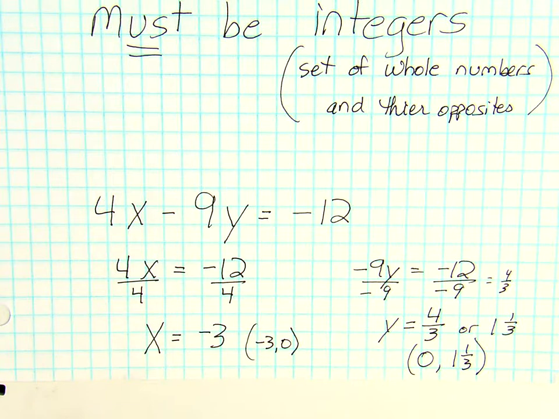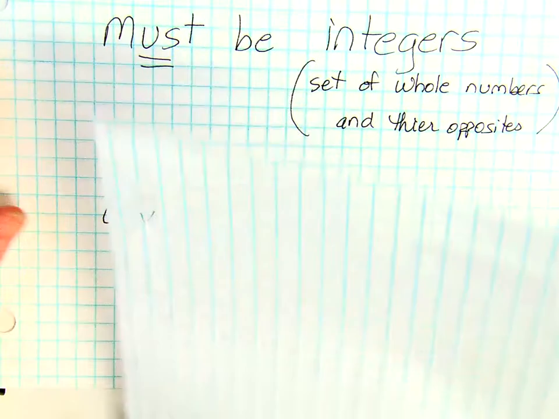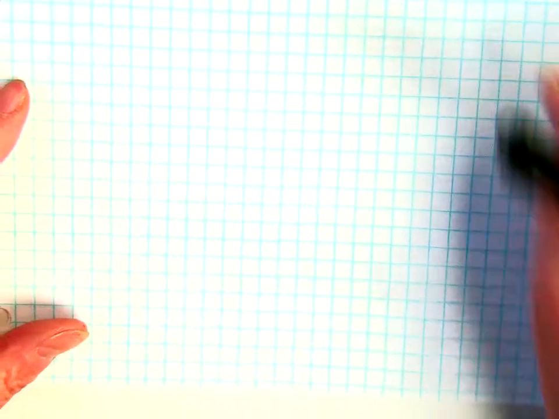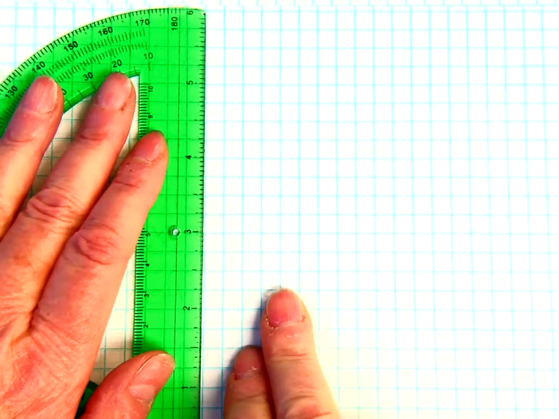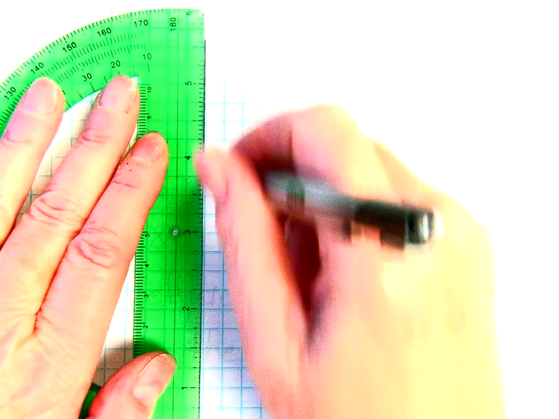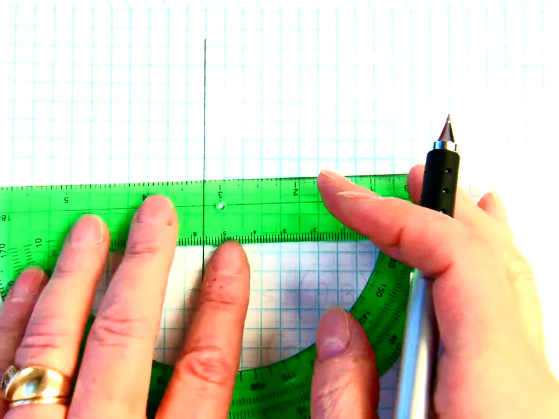Okay, so this is how we solve when something is in standard form. It's the easiest way to go. And let me show you what happens when we graph it. Okay, so we're going to go ahead and graph this. I'll put it off to the side so we can add all of our information.